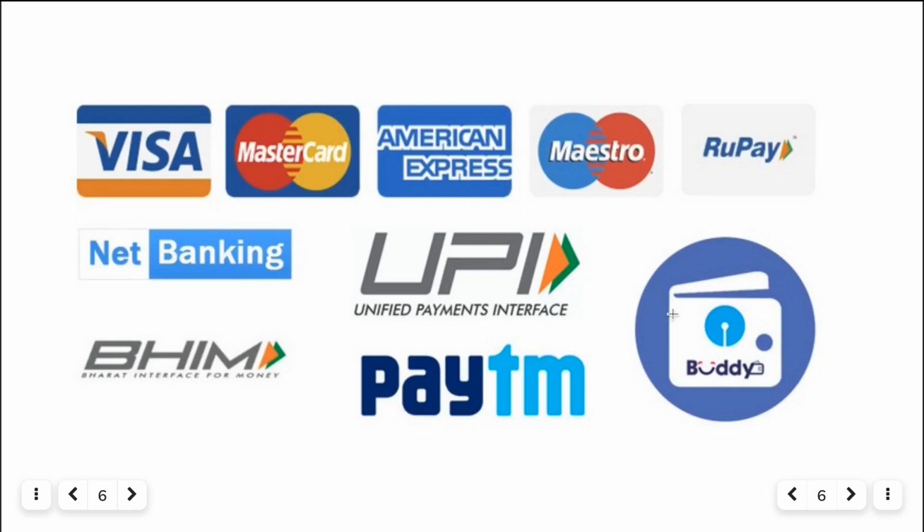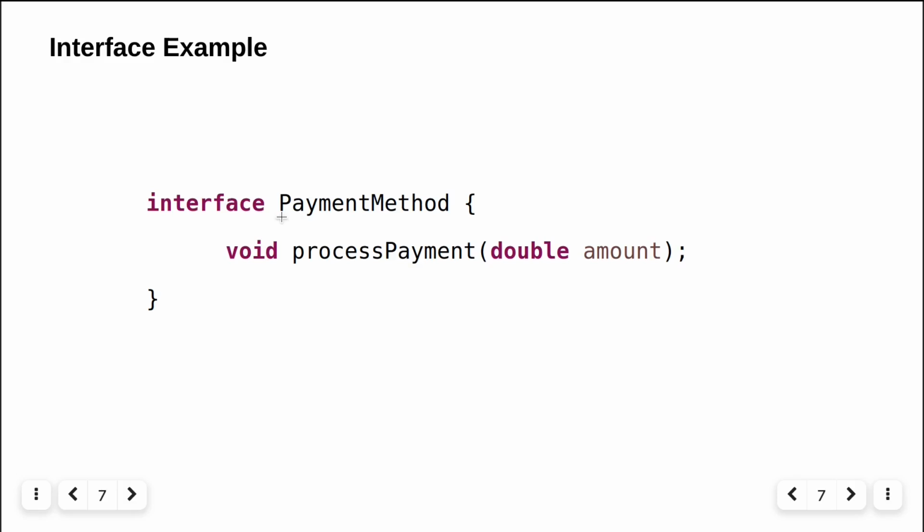Let's take a simple example: payment processing system for an e-commerce platform. E-commerce platforms like Flipkart, Amazon might support multiple payment methods like credit cards, debit cards, net banking, and UPI. Each payment method would be implemented differently, but they follow a common interface, which allows the system to process payments in a uniform way. Let's say you have an interface called PaymentMethod that defines a method for processing payments. Now you can have multiple classes that implement this interface, each handling a different payment method. Let us write the program for that.